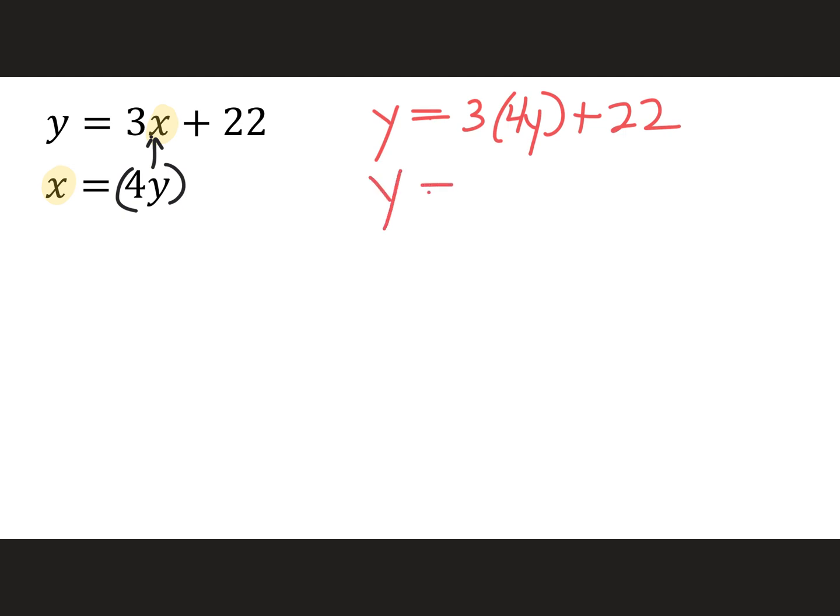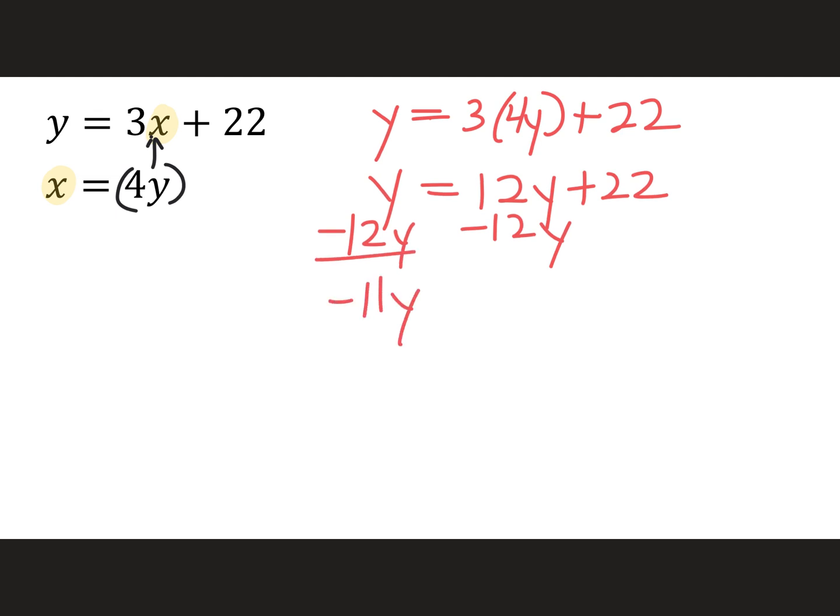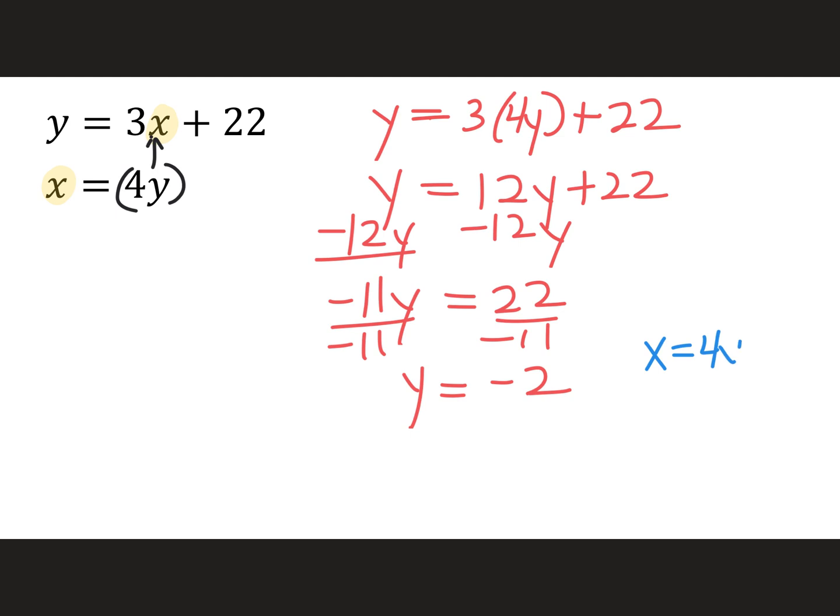So now I have y equals, that looks like 12y plus 22. I have to solve for y. Again, we do this so that we can get rid of one of the variables so we can solve for the other one. All right, and then divided by negative 11, divided by negative 11. So y equals negative 2. Finally, I'm going to put that into the equation that started with x equals. It said x equals 4 times y. We just said that y is negative 2. So x equals 4 times negative 2, which means x equals negative 8.